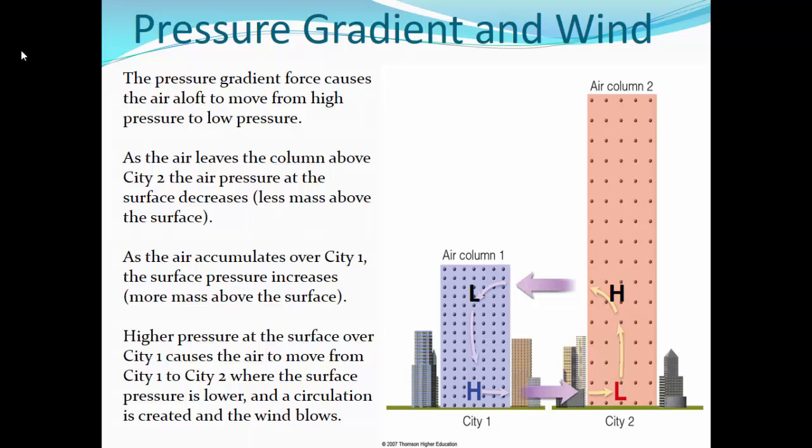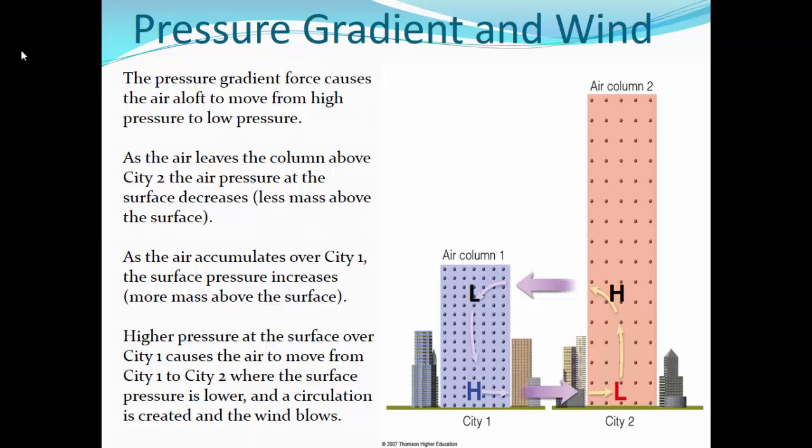So what does this look like? That pressure gradient force quite literally takes molecules in city 2 around the H and moves them over toward city 1. So there's fewer molecules above the surface, which means lower pressure at the surface in city 2. And in city 1, there's more molecules above the surface, which means higher pressure over city 1. And literally, you create the opposite pressure gradient force at the surface. And with the pressure gradient from high to low, therefore the wind at the surface blows in the opposite direction.